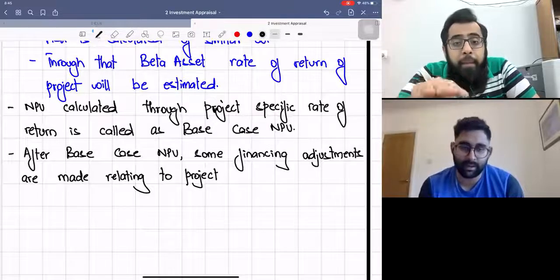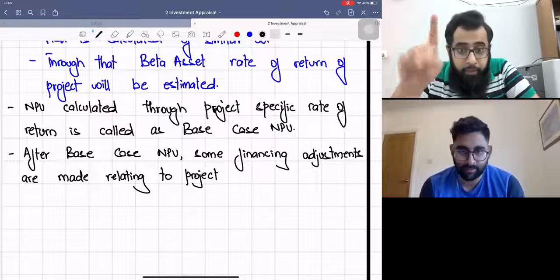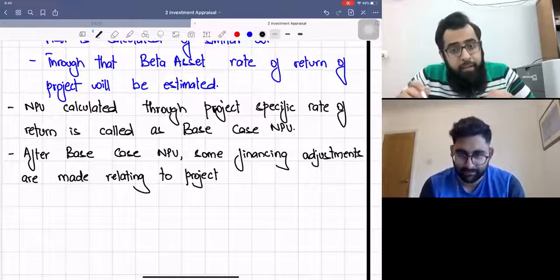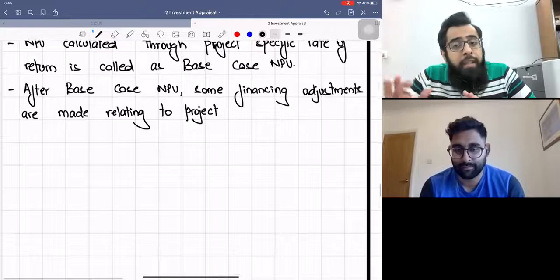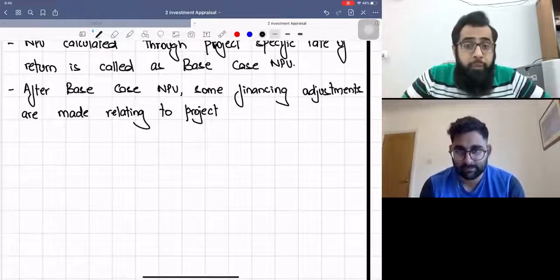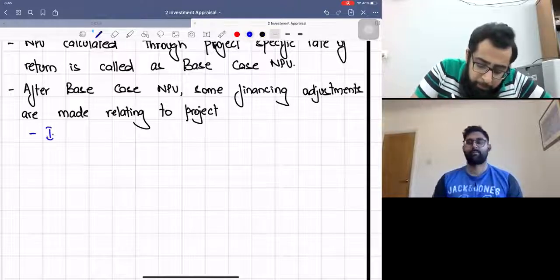Okay, so the fourth is the tax benefit of the subsidized loan. Got it. This is all APV, yeah? Yeah. Once we have calculated the base case NPV, some financing adjustments are made relating to the project, in the APV technique.